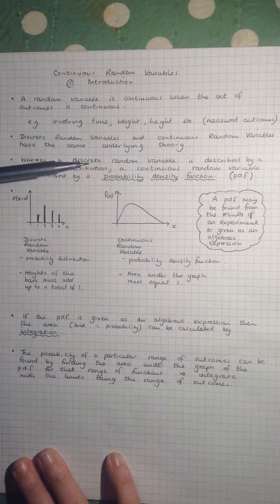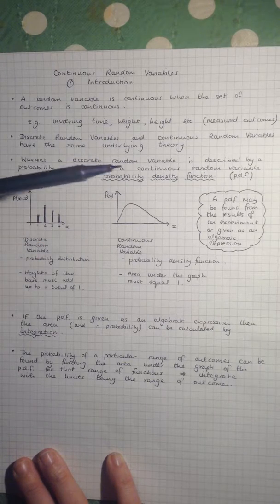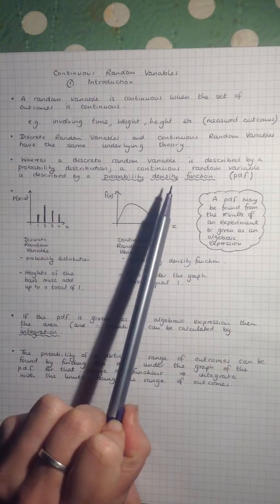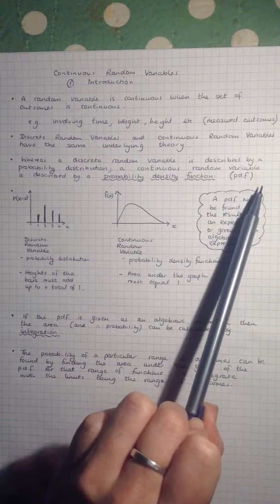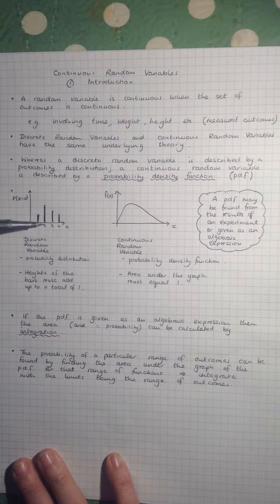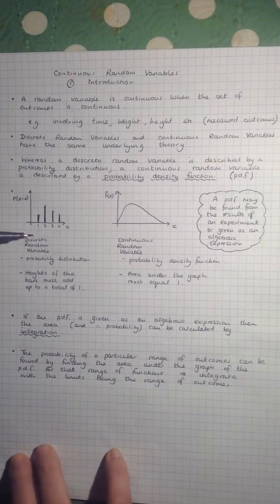With a discrete random variable, we describe it by a probability distribution, and a continuous random variable is described by a probability density function, or PDF. This little sketch is of a discrete random variable showing the probability distribution, and we know that the heights of the bars must add up to a total of 1 because that's the total of the probabilities.